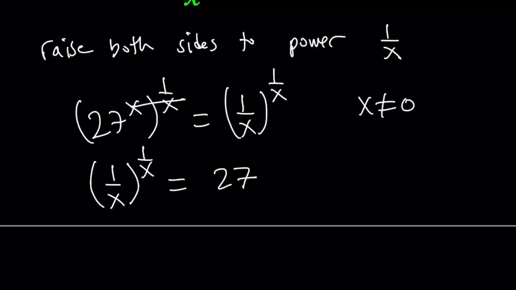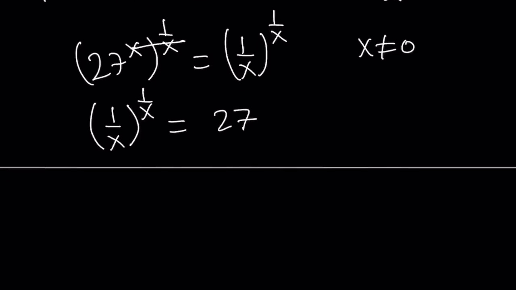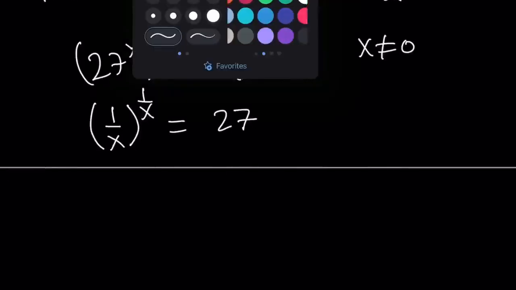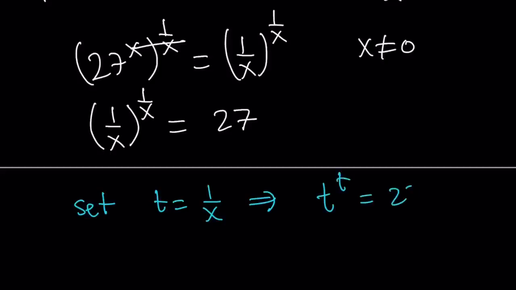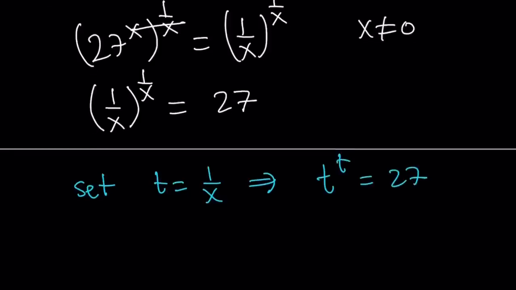Now, we're going to go ahead and use substitution because I really want to show you how you can analyze a situation like this. So let's go ahead and set t equals 1 over x. This implies t to the power t, and by the way, I like t. I like coffee too, but t is better, in my opinion. Anyways, t to the power t is equal to 27.